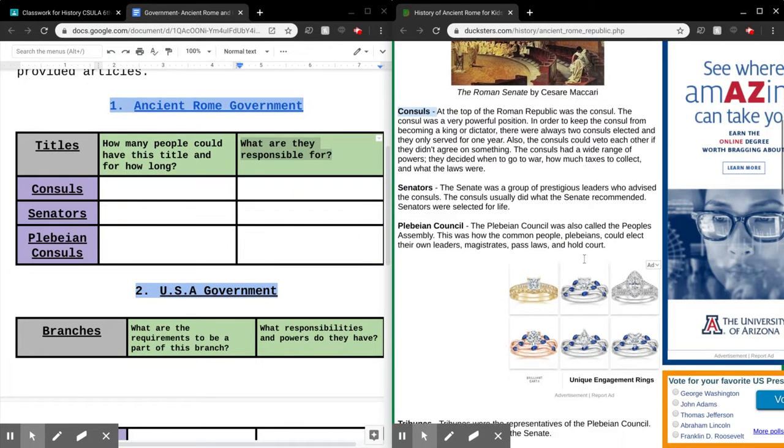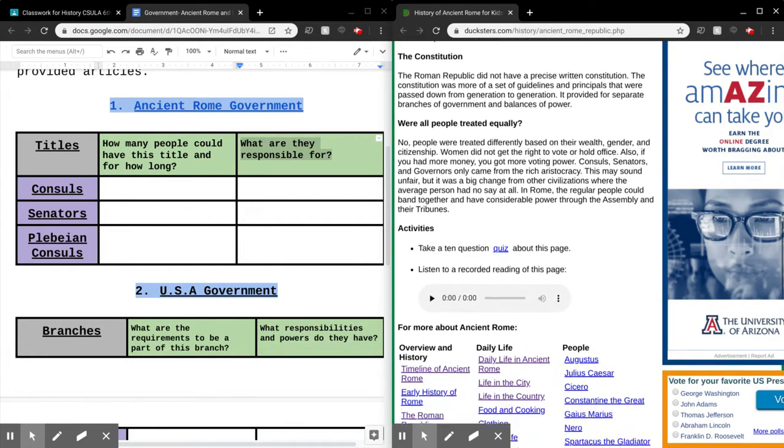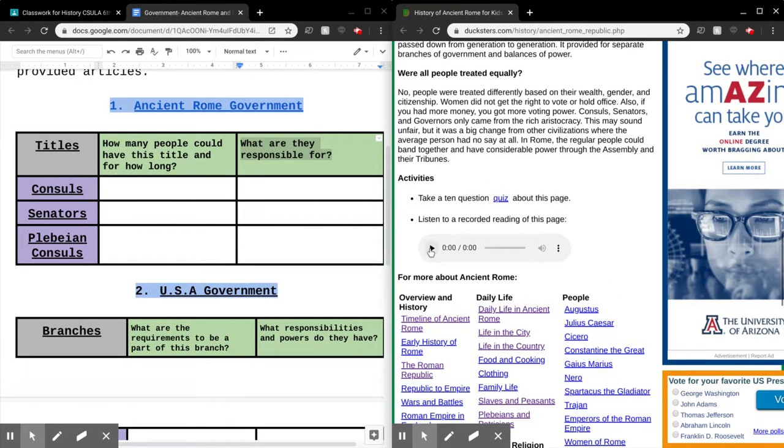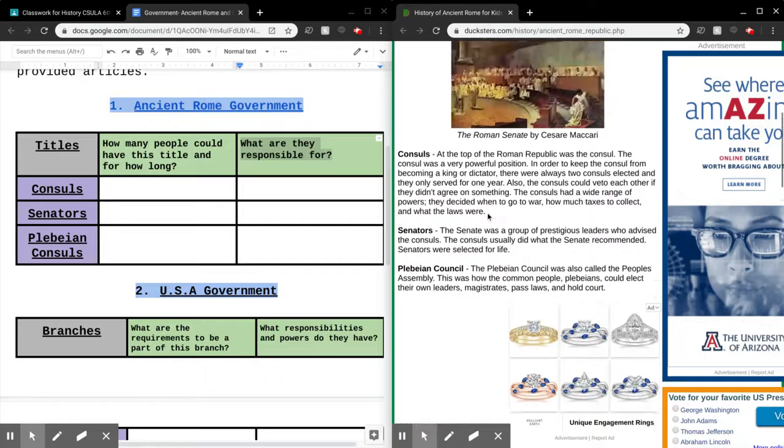A really cool thing about this website is that if you go all the way to the bottom, you can see that it can read the article out loud for you. And you can move this down and around.